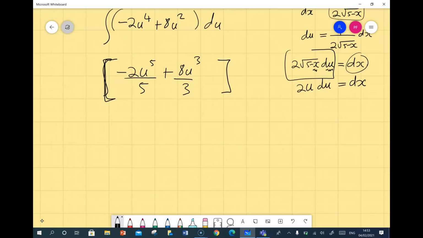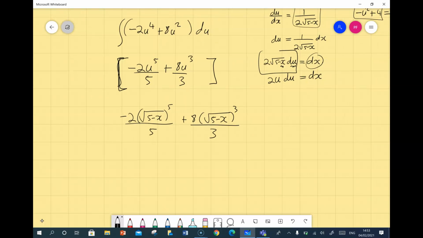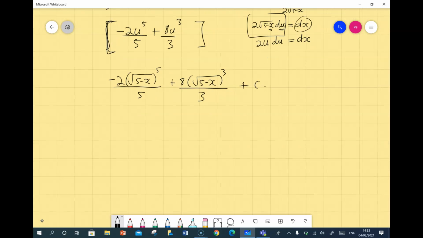Okay, so I've got minus 2 times the square root of 5 minus x to the power of 5 all over 5 plus 8 times the square root of 5 minus x to the power of 3 over 3. Now look, you have a good integral there. It's plus c. That's absolutely fine. If we want to go a few steps further, that's okay as well.